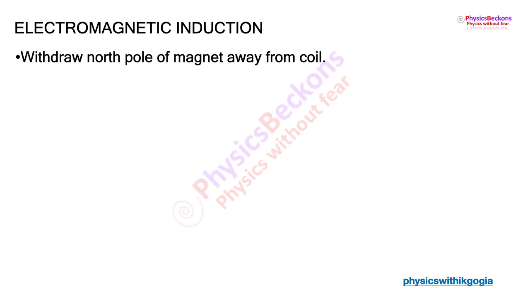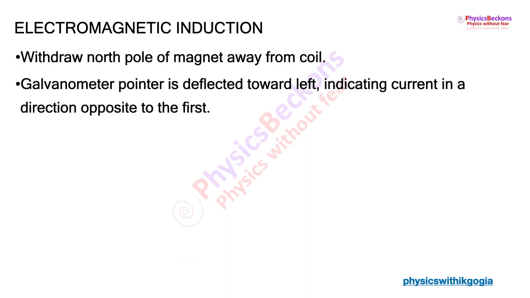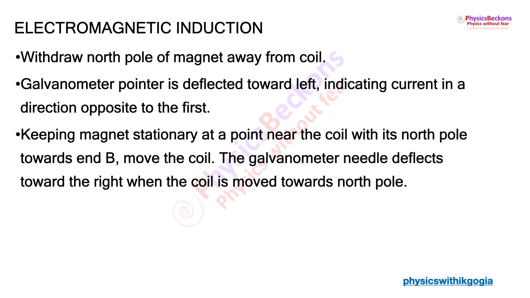Now, what you can do is go in for a reversal of direction of motion of the magnet. Withdraw the north pole of the magnet away from the coil. The galvanometer will again show the deflection, now in the opposite direction.